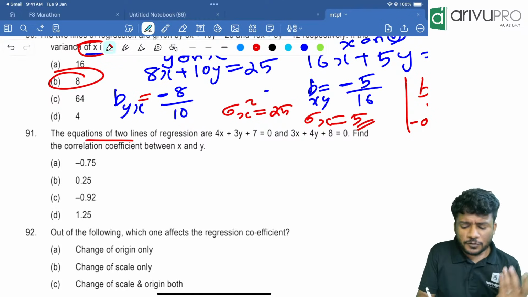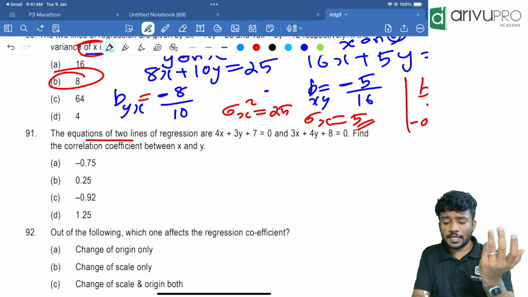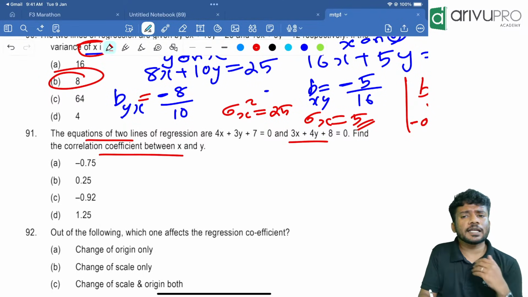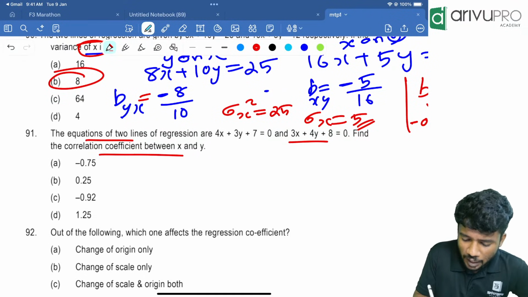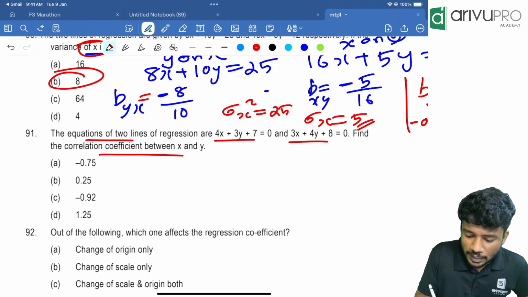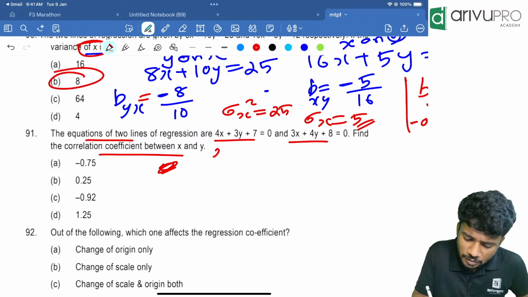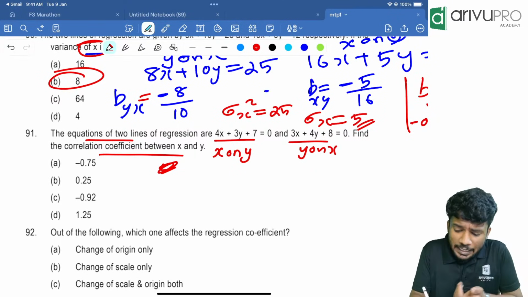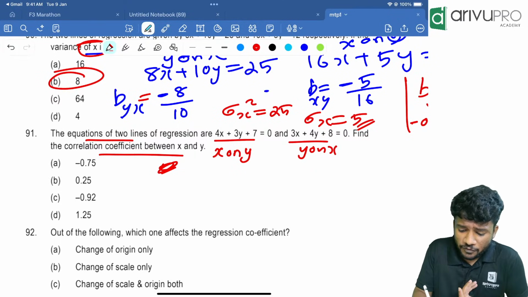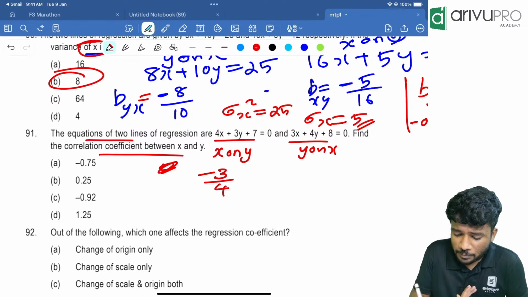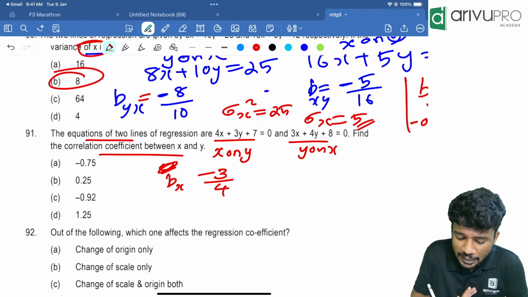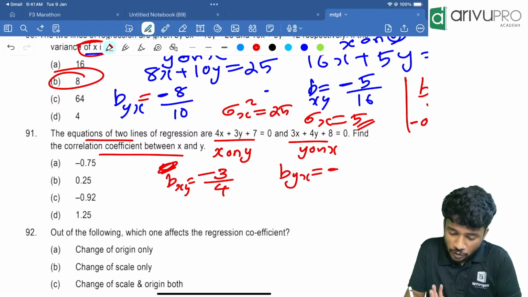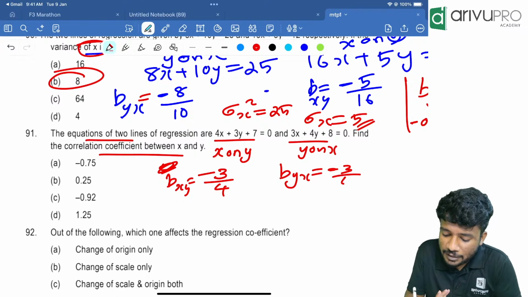Yes. Then the equations of two regression lines are 4x plus 3y plus 7 is equal to 0 and 3x plus 4y plus 8 is equal to 0. Find the correlation coefficient between x and y. Very easy, it is a repeated question. Assume that 4x plus 3y is x on y and this is y on x. Then x on y means we are finding the non-value, minus of 3 divided by 4. That means bxy is minus 3 by 4. Byx is minus of 3 divided by 4.